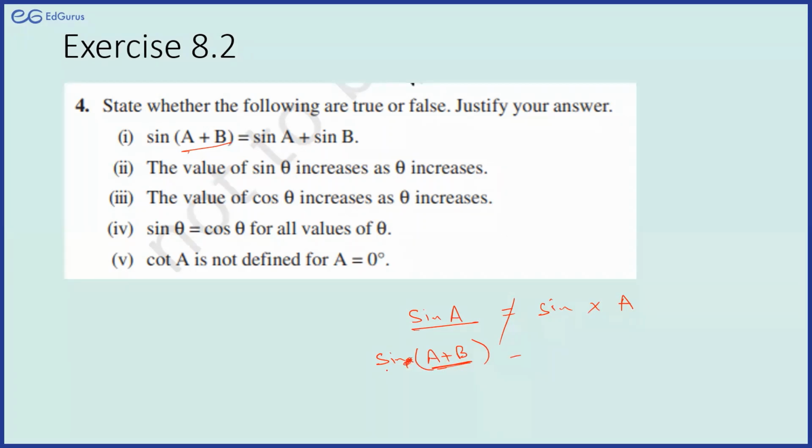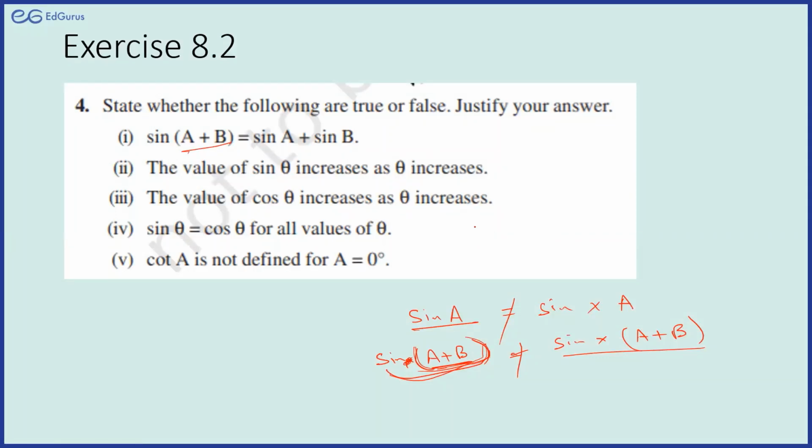It's still the whole trigonometric ratio of sine of A plus B. This does not mean that sine is multiplying A plus B. They are not multiplying. It's just a naming convention. And because I'm writing an expression, I put brackets here. That does not mean that you can open the brackets.